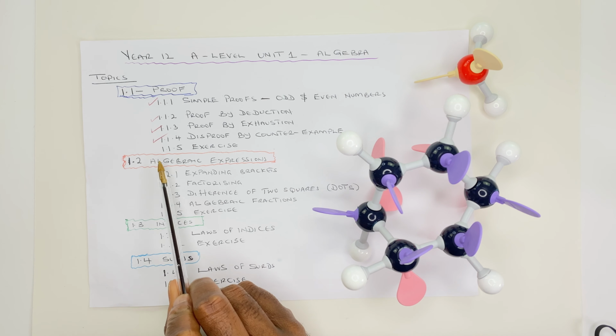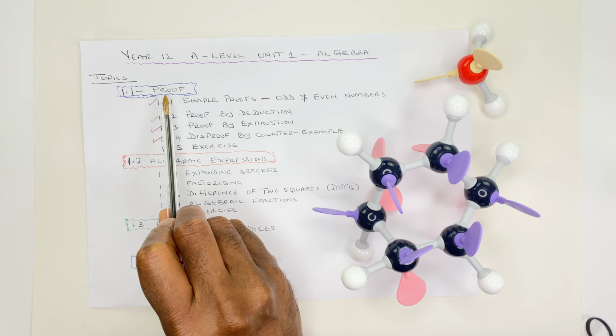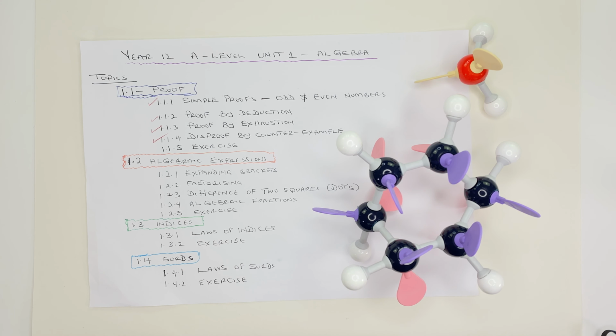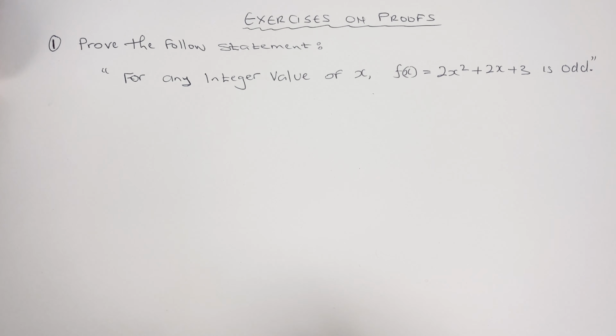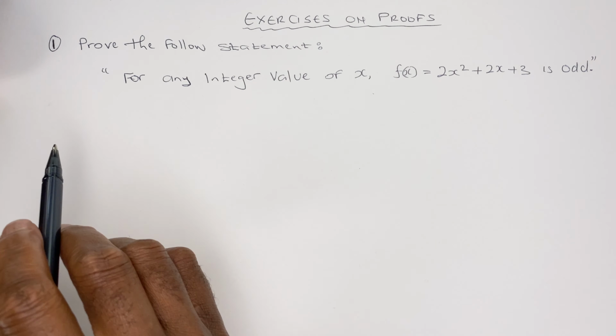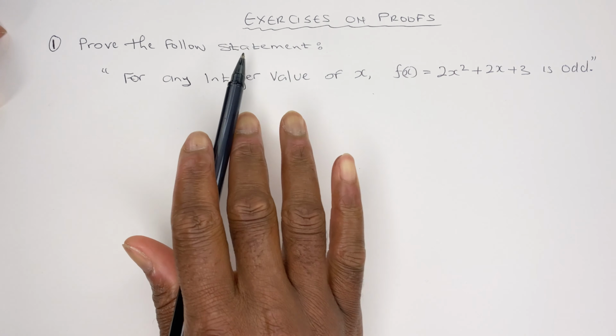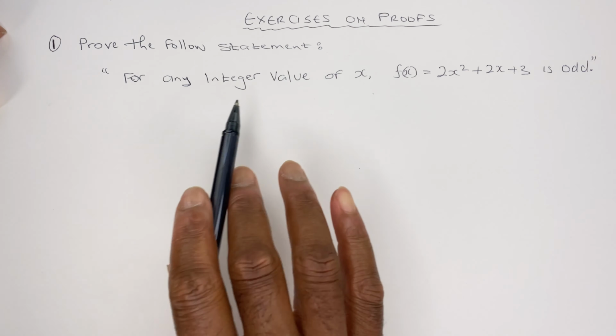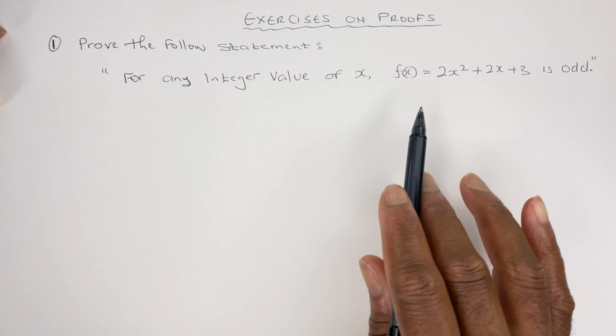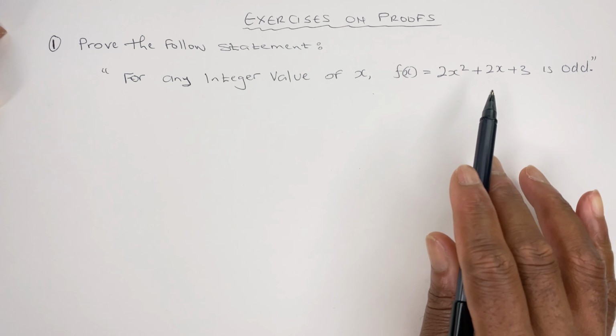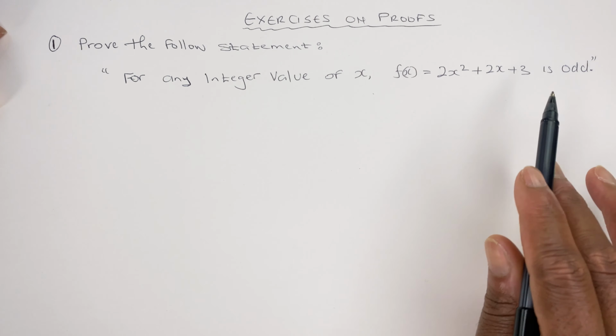We're going to do some exercises on proofs. Exercise 1, Question 1. Prove the following statement: for any integer value of x, f(x) = 2x squared plus 2x plus 3 is odd.